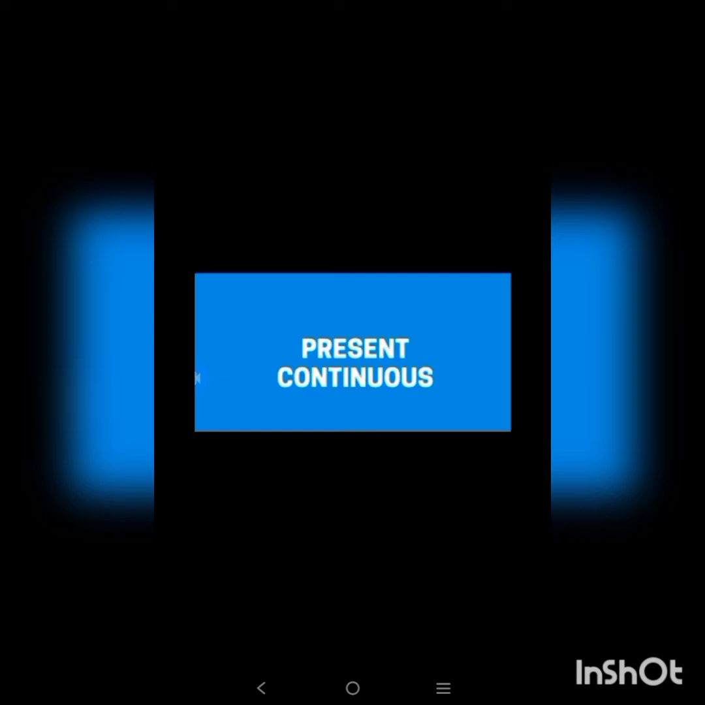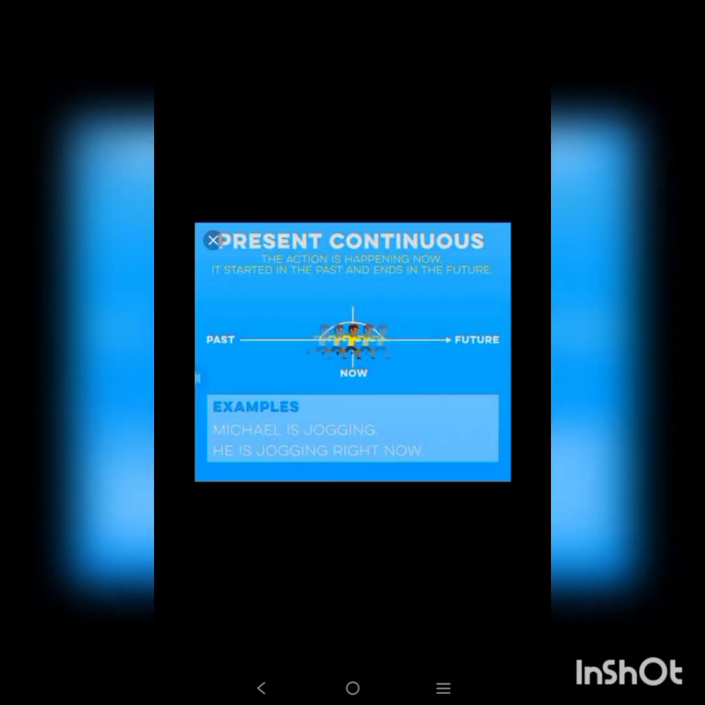Okay, so it says an action which is in progress at the time of speaking and has not yet been completed. So it has started in the past and it is going on, and while the speaker is saying about that thing, the action is not yet completed. Okay, that comes under present continuous tense.